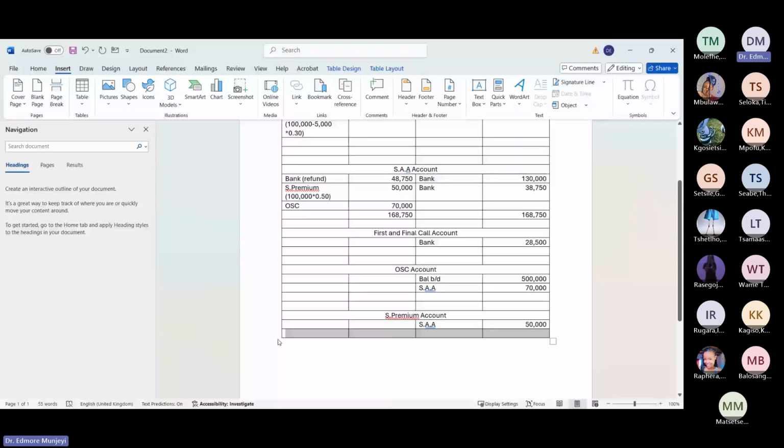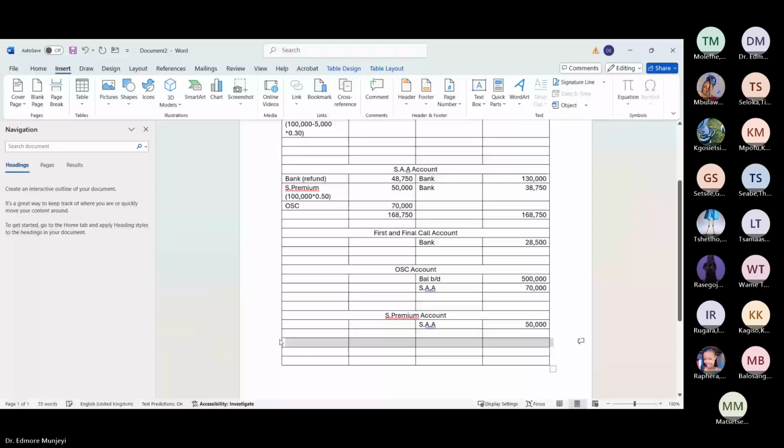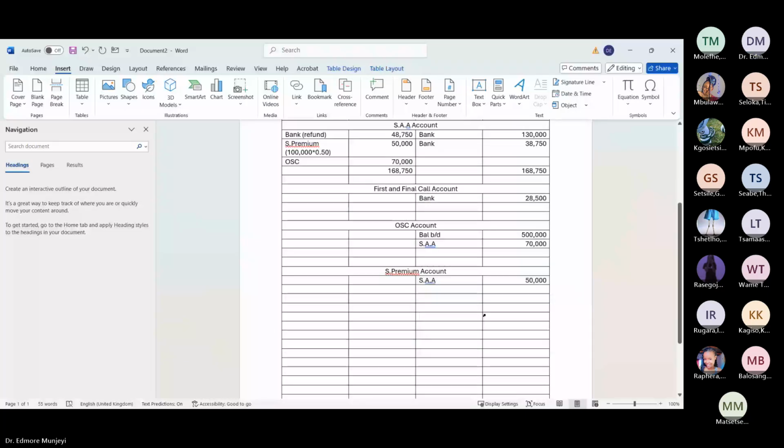Remember, we have 5,000 forfeited shares, so we have to open an account for them. They've been forfeited, so we'll have to open an account for those 5,000 shares. Forfeiture account.